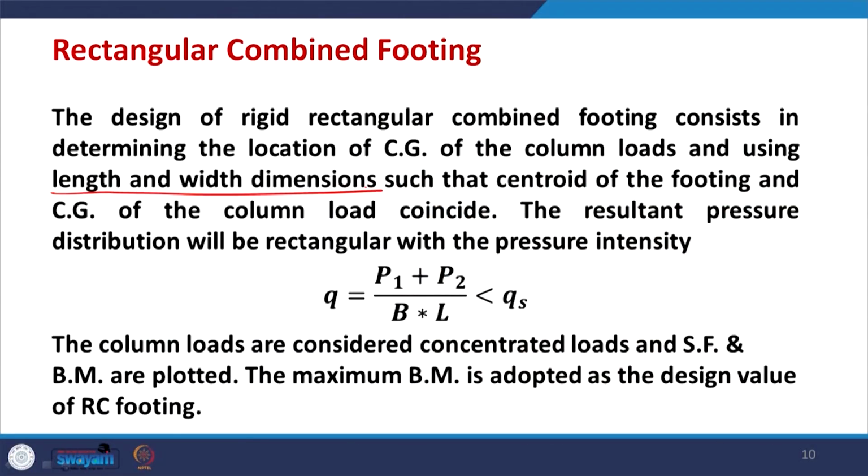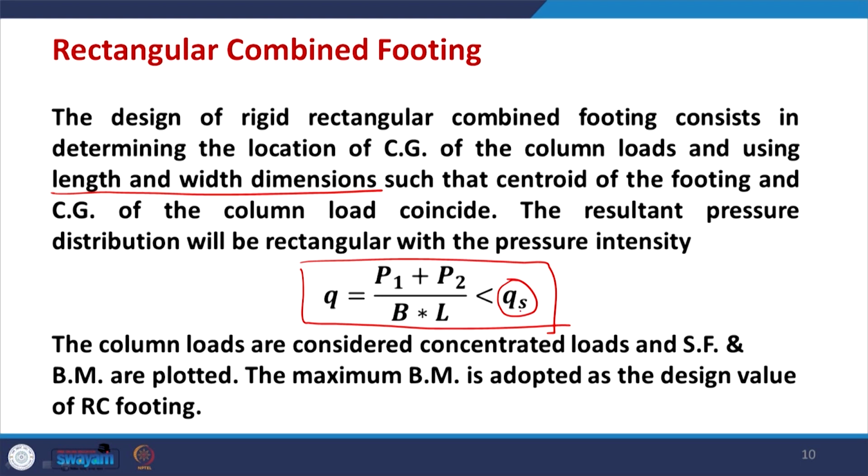footing is concerned. In this case, the pressure intensity for the rectangular footing is simply given by this relation, where you have Q equal to P1 plus P2 divided by B into L. P1 and P2 are the loads on the two columns, and B and L are the dimensions of the footing, B is the width and L is the length. Qs is here the allowable or safe bearing capacity. So, naturally the value of Q should be less than Qs.